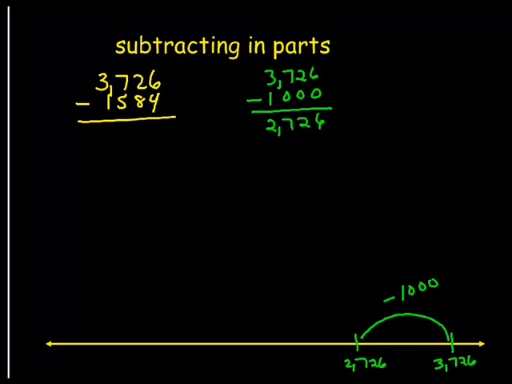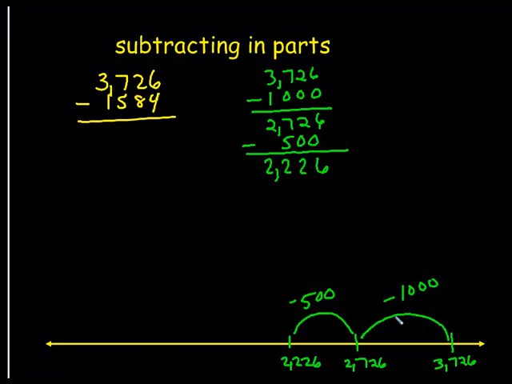And now we're going to subtract 500 from 2,726, and we will get 2,226. On the number line, we'll be going back 500, subtracting on the number line by 500. Next, we're going to subtract 8 tens, which is 80, and we will get 2,146, and on the number line we went back 8 tens or 80. And so you'll see we've gone backwards on the number line.